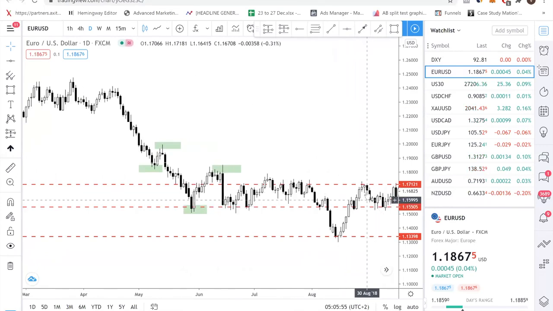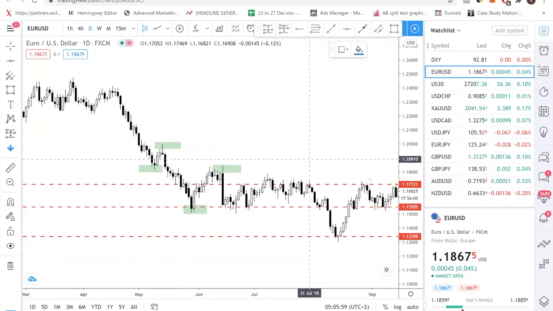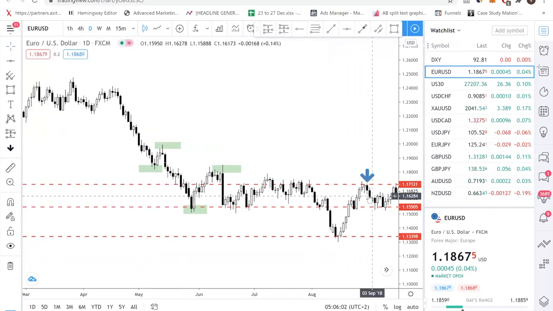Okay, this is what I mean. Let's say that you do not enter on this candle, which personally I hesitated on. Let's say you did not enter on this bearish engulfing pattern. That's fine. Let's say you saw this candle and you are convinced.